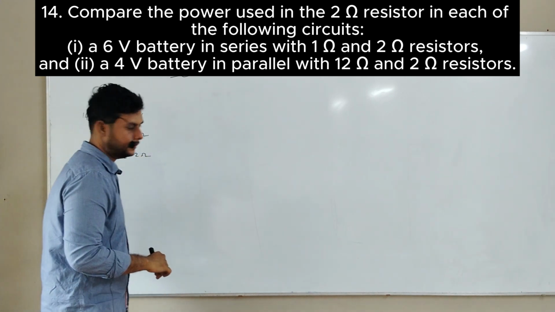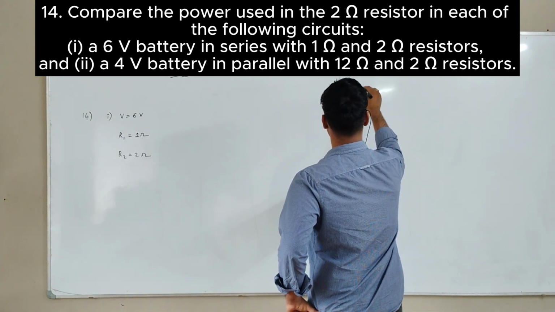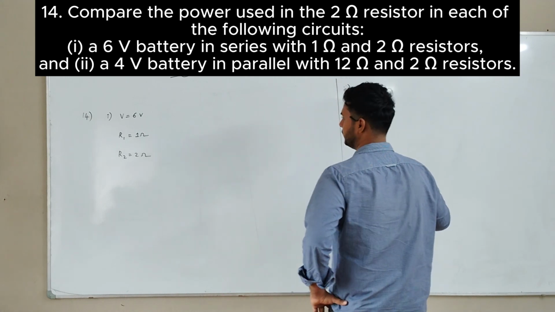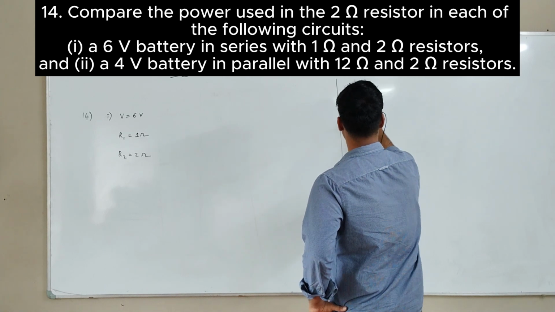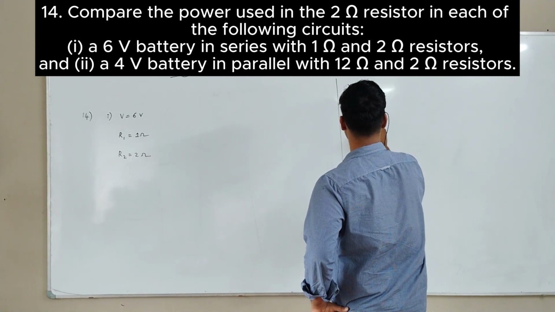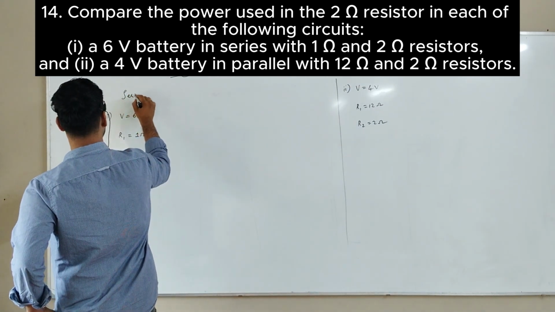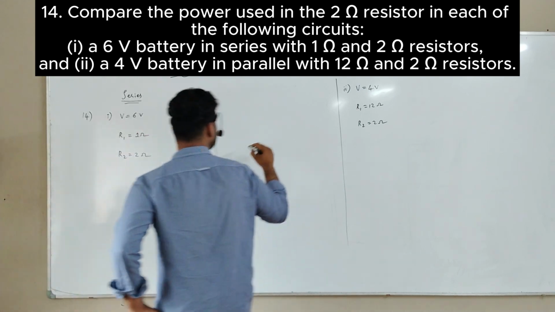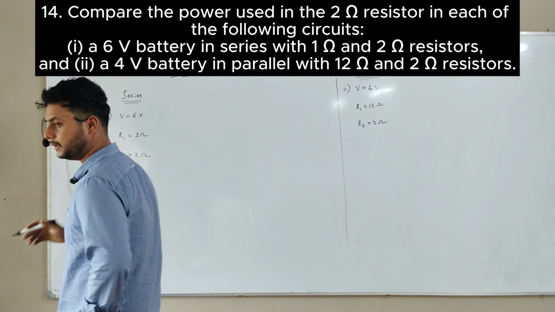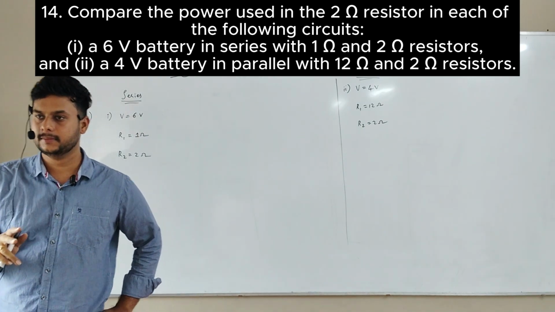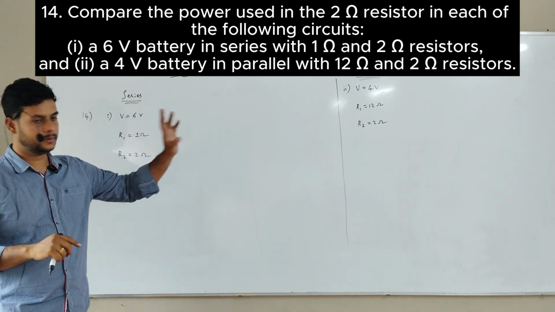And second one. Voltage is equal to 4 volt, battery in parallel with 12 ohm and 2 ohm resistance. R1 is equal to 12 ohm and R2 is equal to 2 ohm. This is connected in series. That is connected in parallel. Voltage is different, resistances are different. I should compare what? Compare power. I should compare the power going in the 2 ohm.